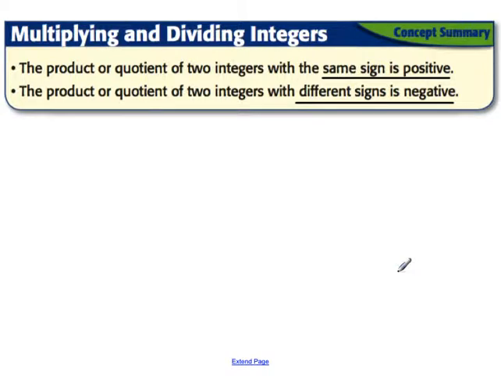And lastly, just a summary of our multiplying and dividing integers rules. Remember, product means multiply, quotient means divide. So if we're multiplying or dividing two integers with the same sign, our result is positive. If they have different signs, our result is negative.